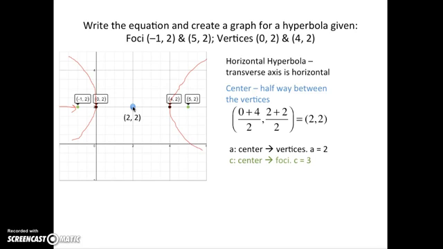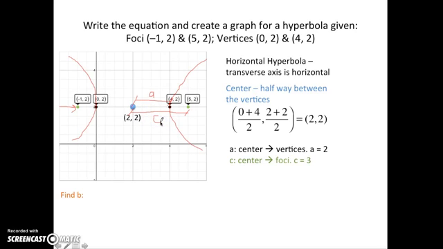The a value is the distance from the center to the vertices. So the a value is going to be from here, center, to the vertices. So this is a. And if we count, we start at 2, end at 4. That's going to give us an a value of 2. And then the c value is going to be the distance from the center to the focal point. And in this situation, the c value is going to be equal to 3.